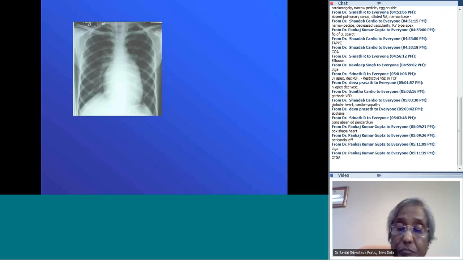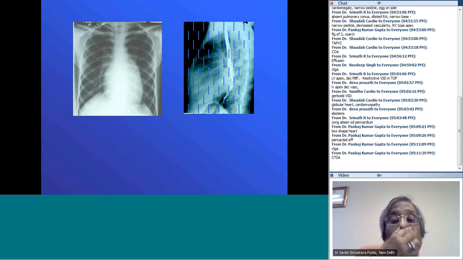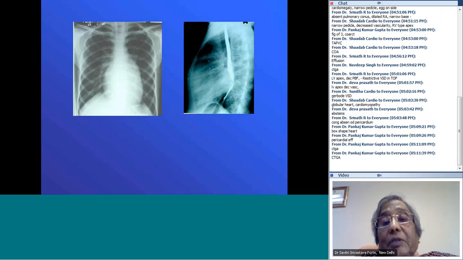Now, I'll give a hint to you. The same patient's barium swallow is there. Now try to attempt. Fit in the barium swallow with the PHS and try to make a diagnosis.